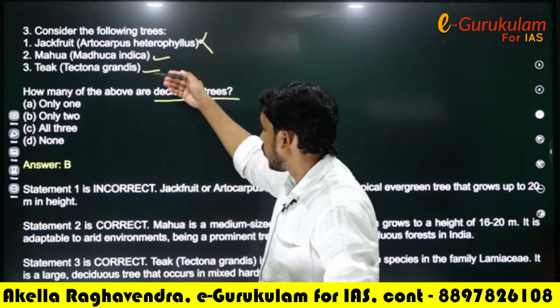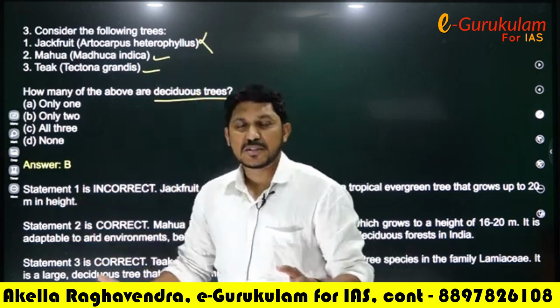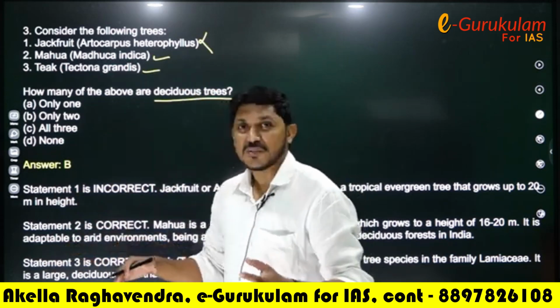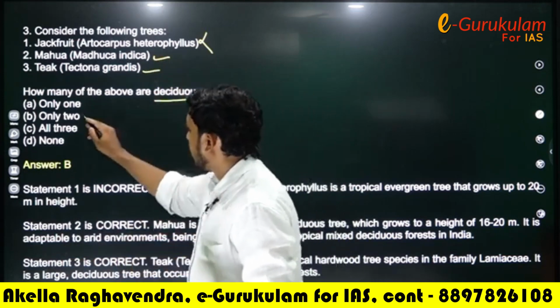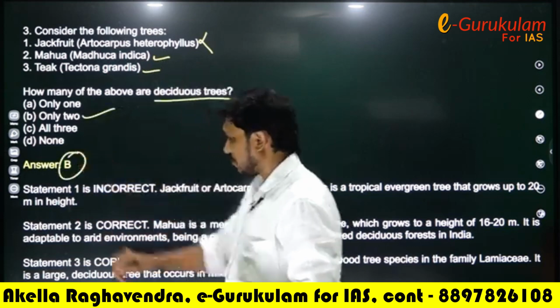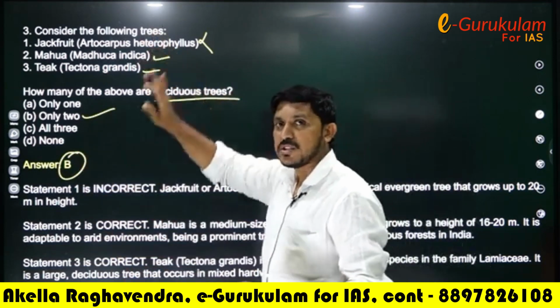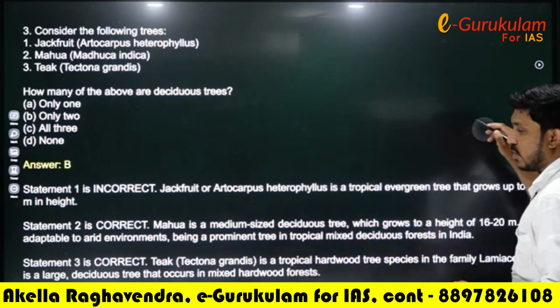So the answer is 2 and 3, but because this year they have asked 70 to 80% of questions on only 1, only 2, there is not much chance for elimination techniques here. So let us go with only 2 as the right answer. You can see here the answer is B, because the first one is an evergreen tree but not a deciduous tree. The explanation is there; you can pause anytime on the video and check it.